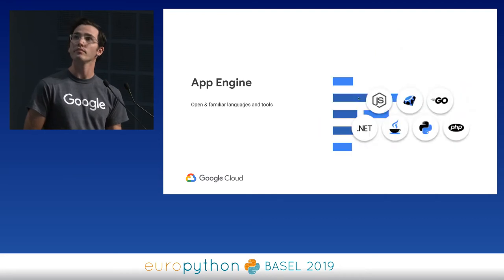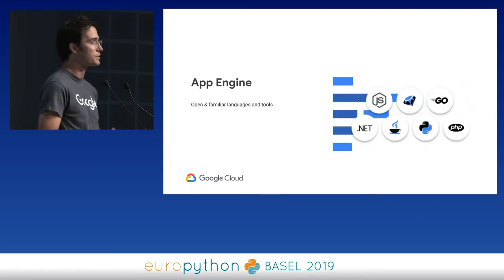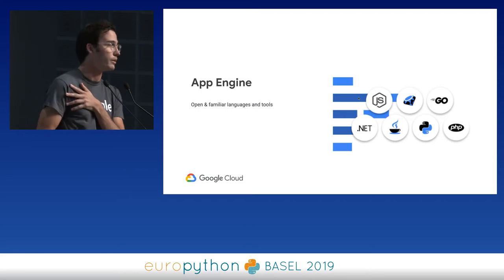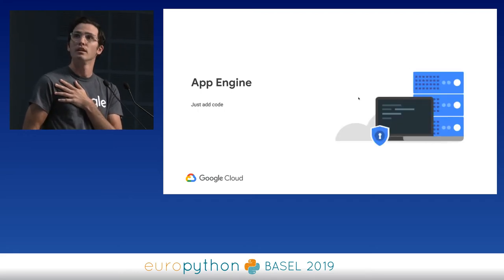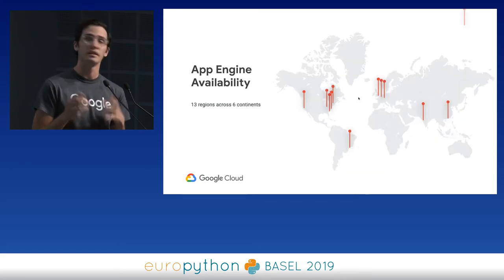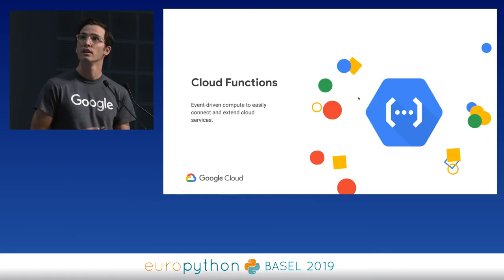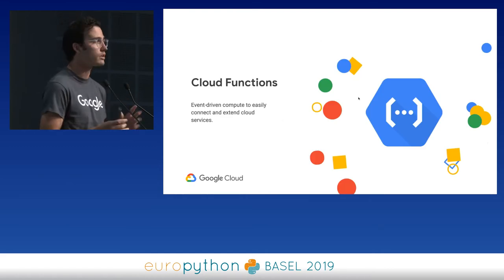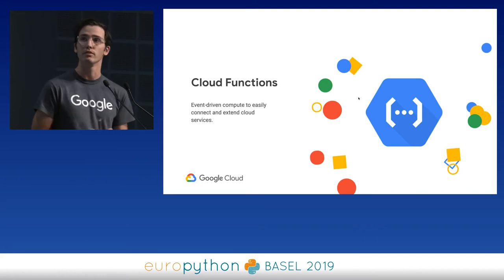We have a bunch of languages besides Python now: JavaScript, Go, Ruby, and all those. The focus is just code. You only pay for what you use. It's in a bunch of regions all across the world. And yeah, that's pretty much it for App Engine. I'll show a little bit of demo of each of these later as we go through.